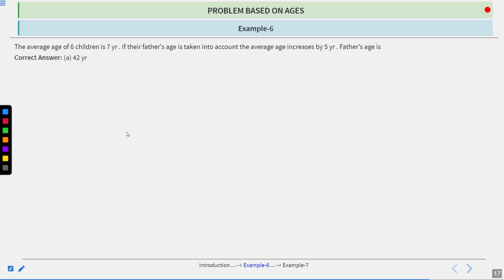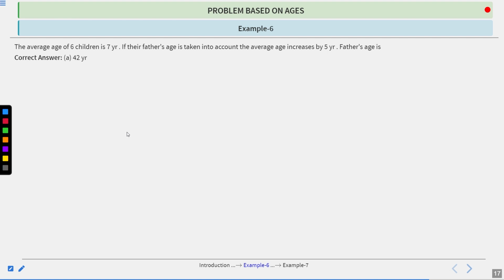Now we need to understand the question. The average age is given of 6 children, which is 7 years. So we can calculate the sum of total ages of 6 children, which becomes 6 into 7. Now, if their father's age is taken into account, the average increased by 5. So every person increased by 5 years. So what will be the father's age?